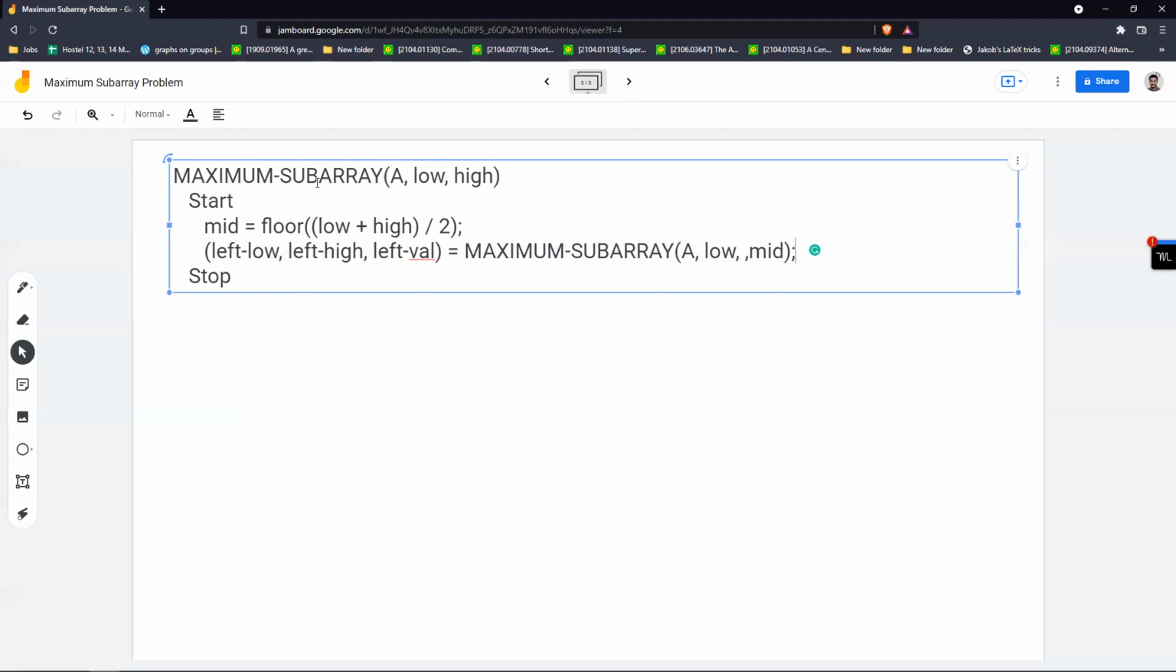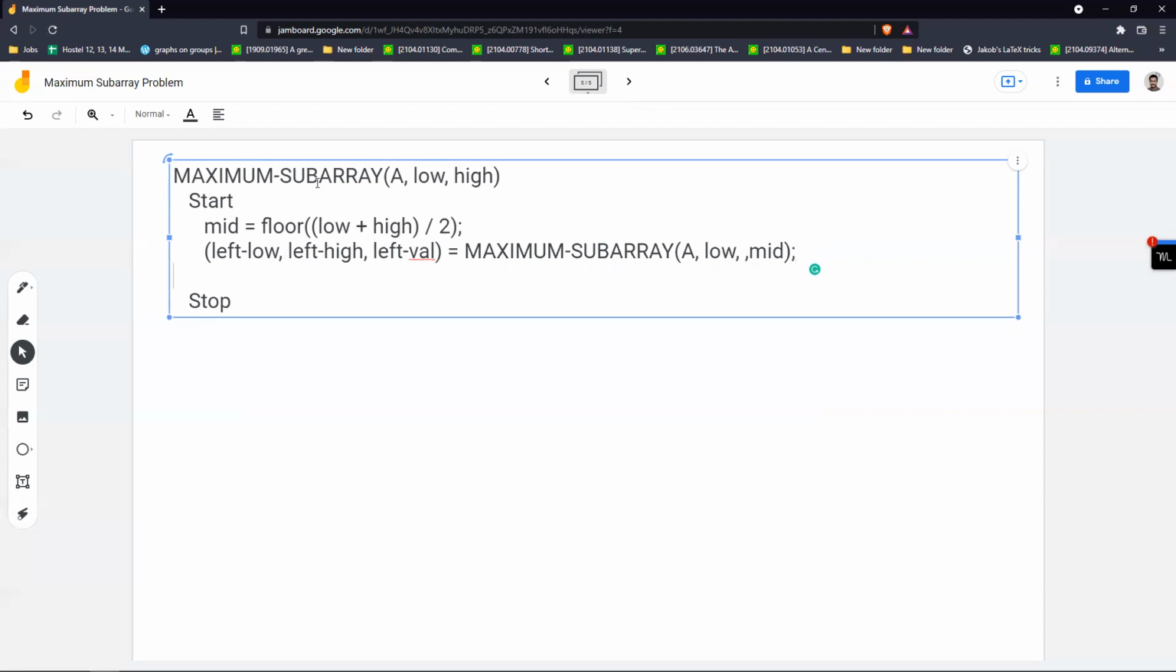Is that okay? Right. Secondly, do it for the right part also. So you now have right low, right high, and right val equal to maximum subarray of A, mid, and high.